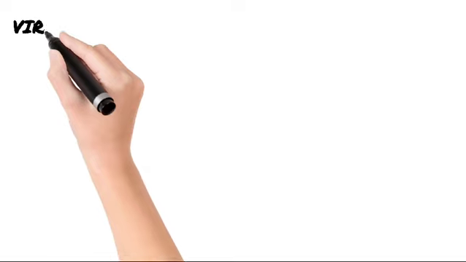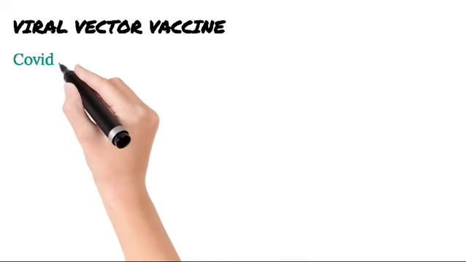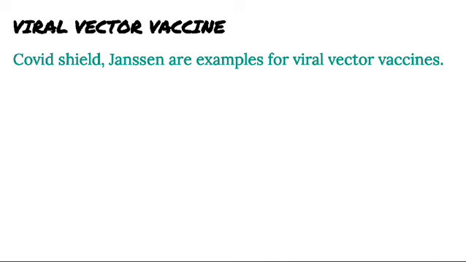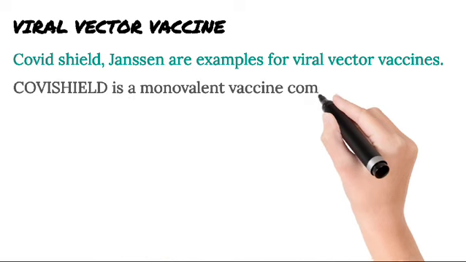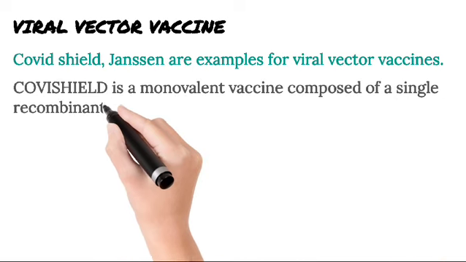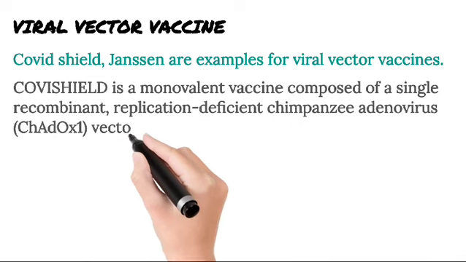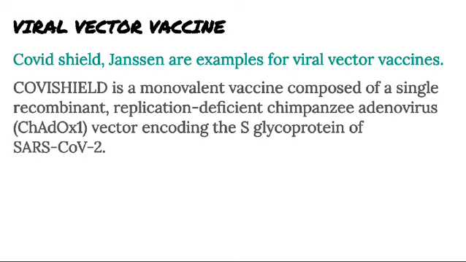Next, we are going to see viral vector vaccines. Covishield, Janssen are examples for viral vector vaccines. Covishield is a monovalent vaccine composed of a single recombinant, replication-deficient chimpanzee adenovirus, ChAdOx1, vector encoding the S-glycoprotein of SARS-CoV-2.